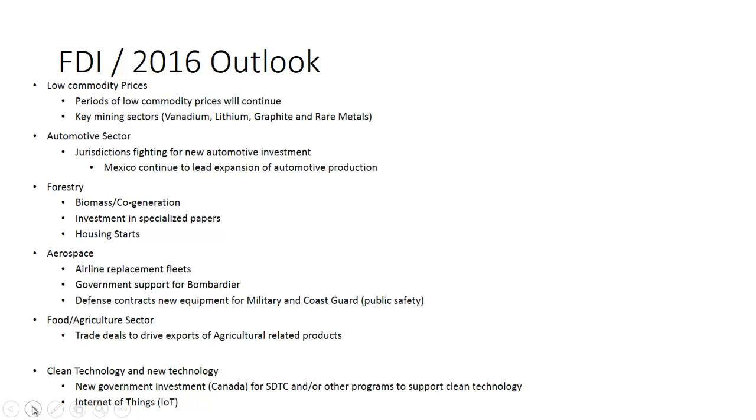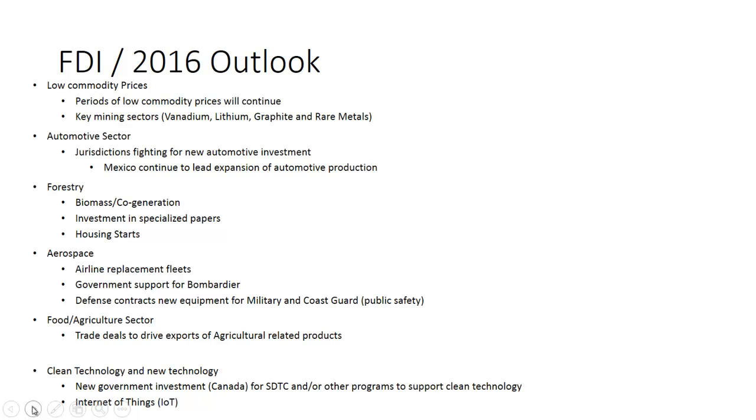Aerospace is an up and down sector. You can go a few years where you actually see a decrease. We may see some uptick in 2016 due to the fact that some airlines are in their replacement cycle. Food and agricultural sector, we've just seen the TPP, the Trans-Pacific Partnership agreement, come into play, as well as other trade agreements, which will benefit agricultural related industries.